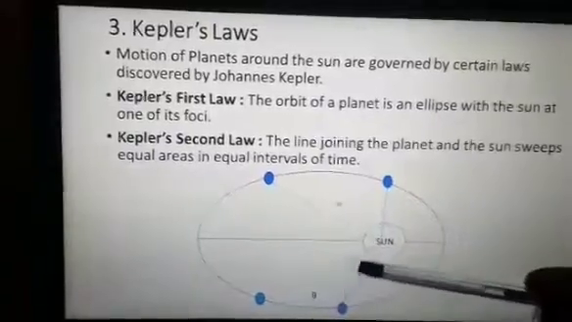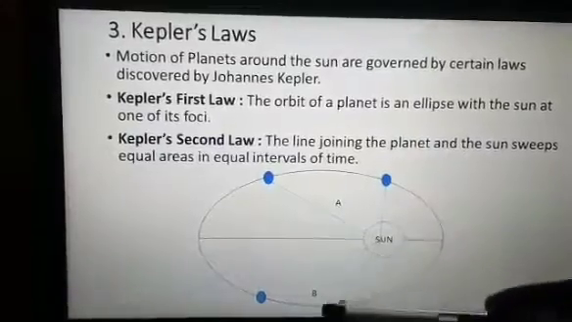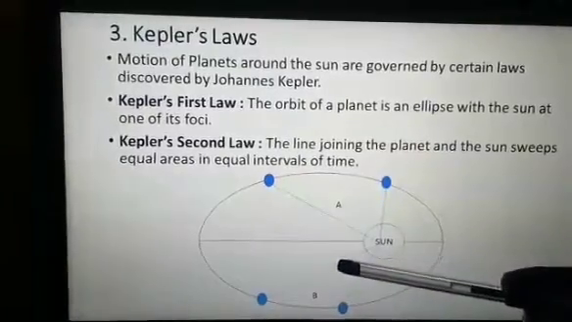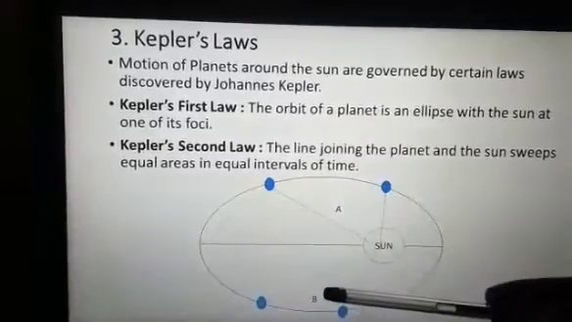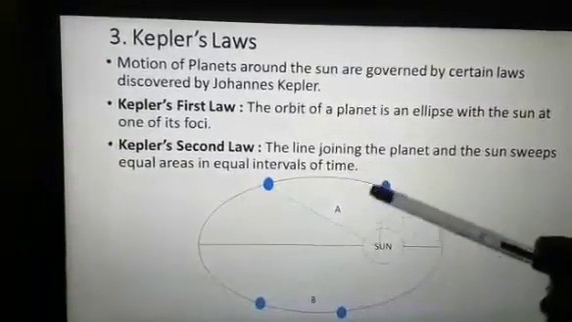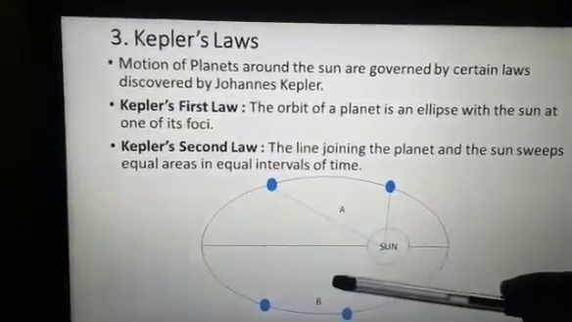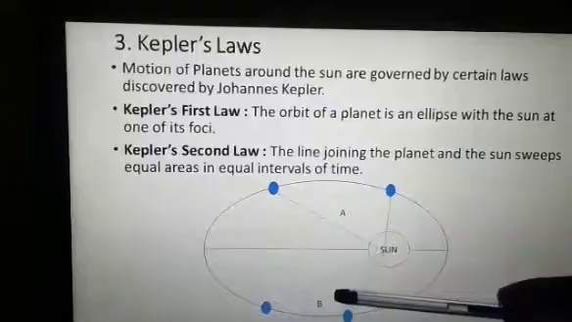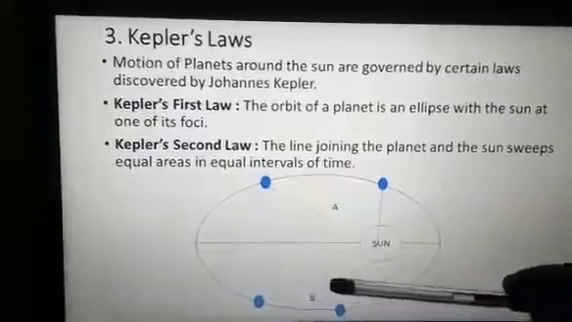for that particular motion. Now as per this law, if the time required for this motion and this motion is the same, then the area swept by this line will be the same. I am again repeating, if the time for this motion and this motion is the same, then the area swept in motion A and in motion B will also be the same. Conversely, we can also say that if the area swept by this line for both motions is the same, then the time required for the two motions, that is motion A and motion B, will also be the same. That is Kepler's second law of motion.